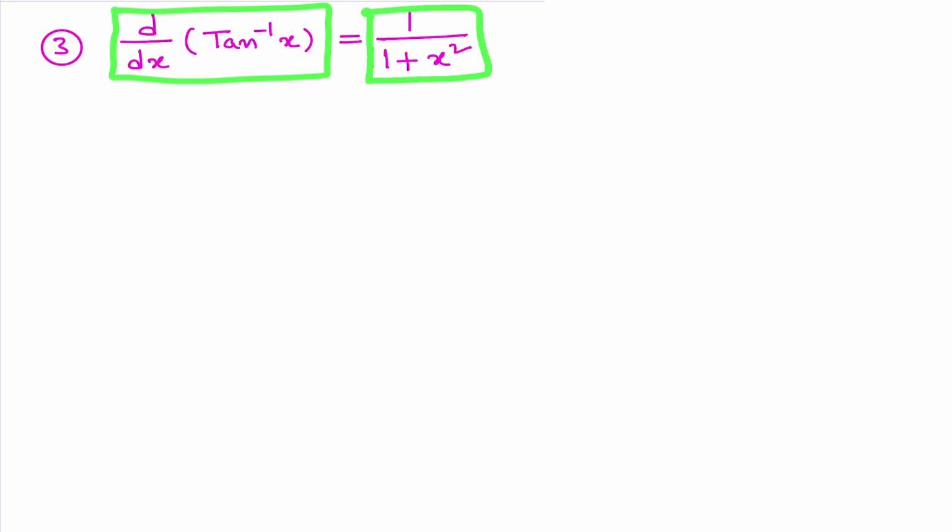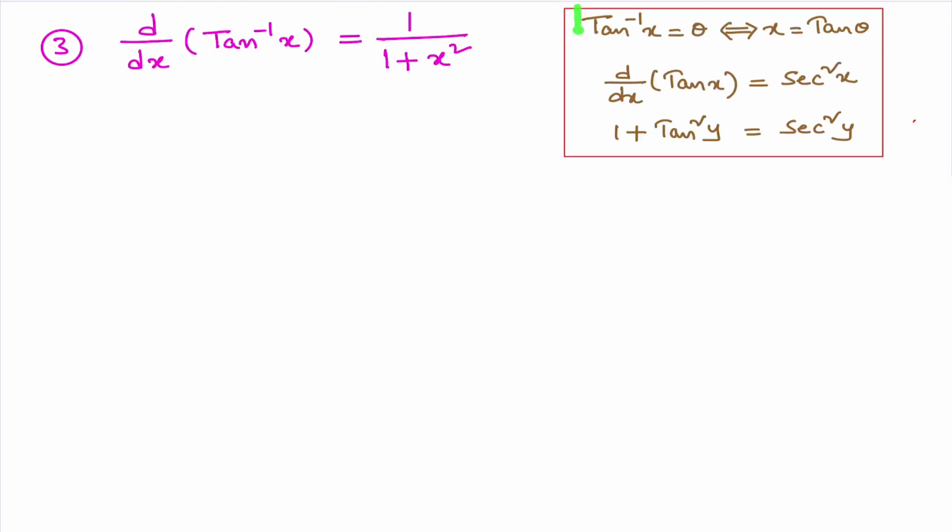To prove this result, what formulas are we going to use? You see the formula box. Tan inverse x equal to theta if and only if x equal to tan theta. This is the formula we learned from inverse trigonometric functions. Derivative of tan x with respect to x is secant square x. This is the formula we learned in the differentiation first class. In trigonometric identities, we know this formula: 1 plus tan square theta equal to secant square theta.